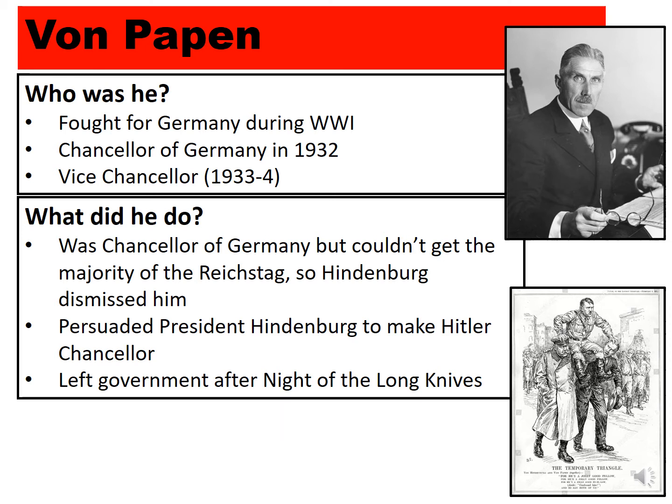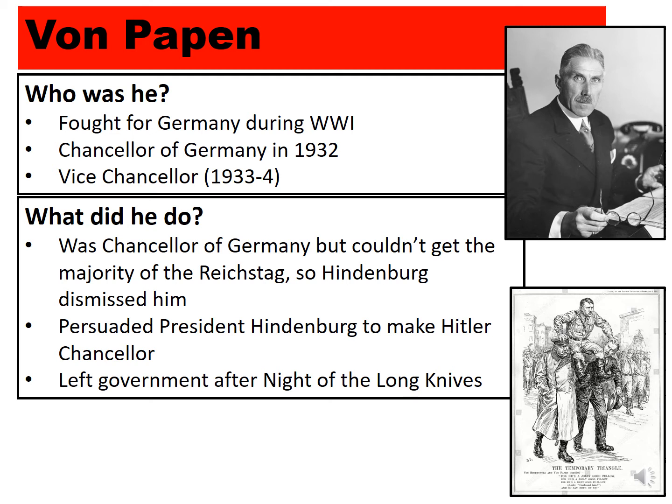Von Papen goes to President Hindenburg and says, I know you don't like Hitler, but if you make me Vice-Chancellor, I promise you I can control Hitler. So then we'll have the majority of the Reichstag and we'll be able to tell Hitler what to do. Of course, they underestimate Hitler and nobody can tell Hitler what to do. So Hindenburg agrees and he makes Hitler Chancellor and von Papen Vice-Chancellor.